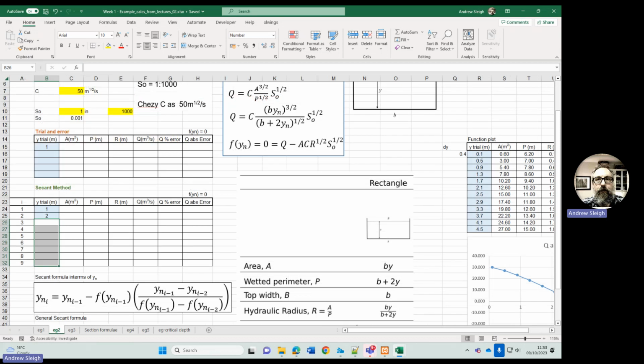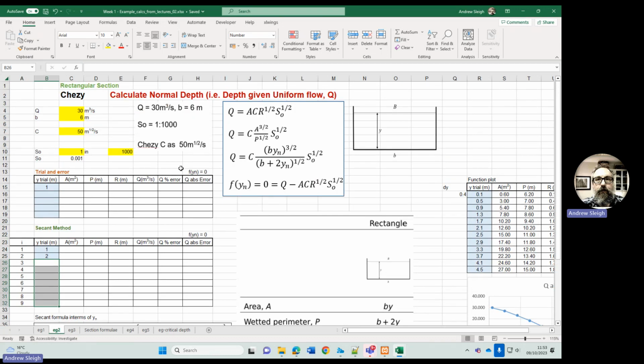Let's do the second example. It's a Chezy equation on a rectangular channel, and we're going to calculate the normal depth, Y, that's the depth, when we've been given a flow which we're told is uniform flow. So this time the flow is 30, the bed width is 6, Chezy C is 50, and it's a 1 in 1,000. Again, I've calculated here, no, it's not 1 in 1,000. I probably should have put a 1 in 1,000.